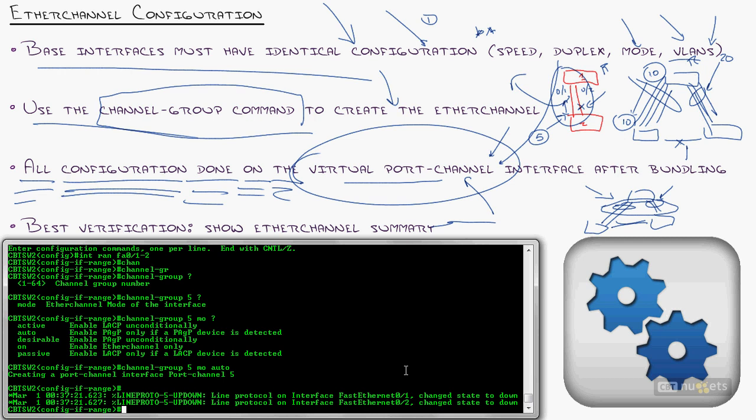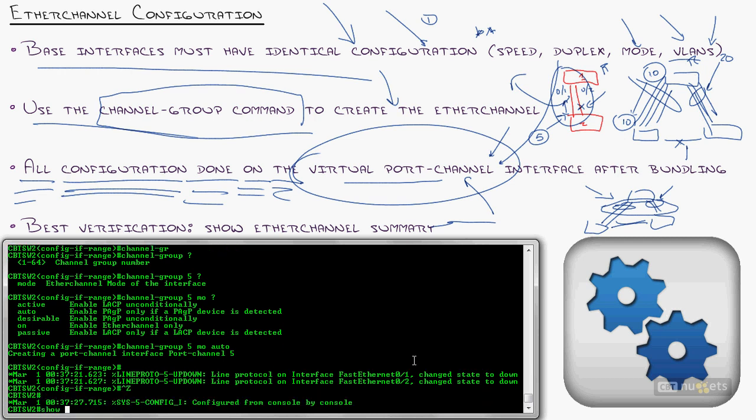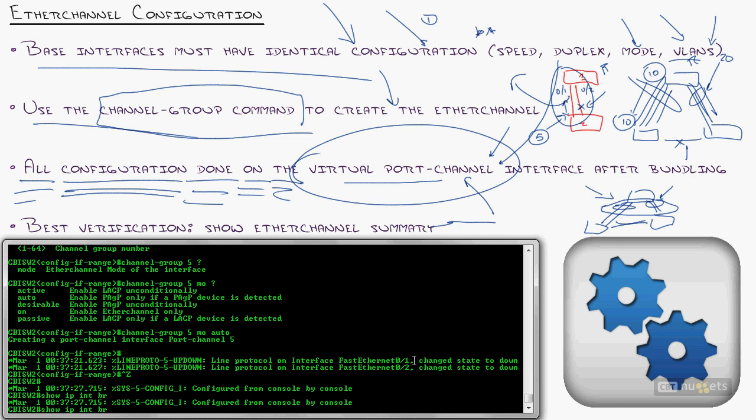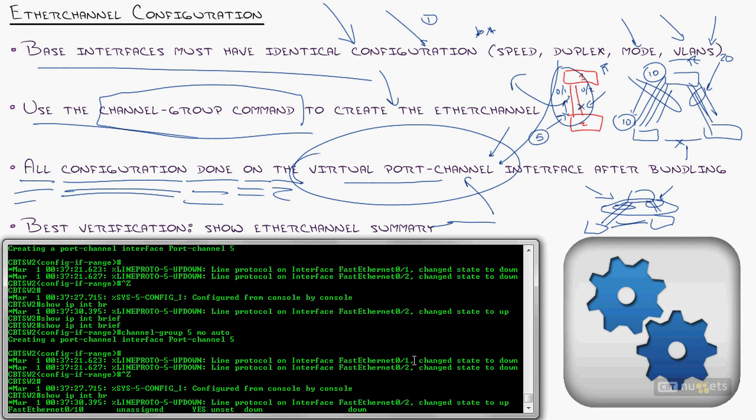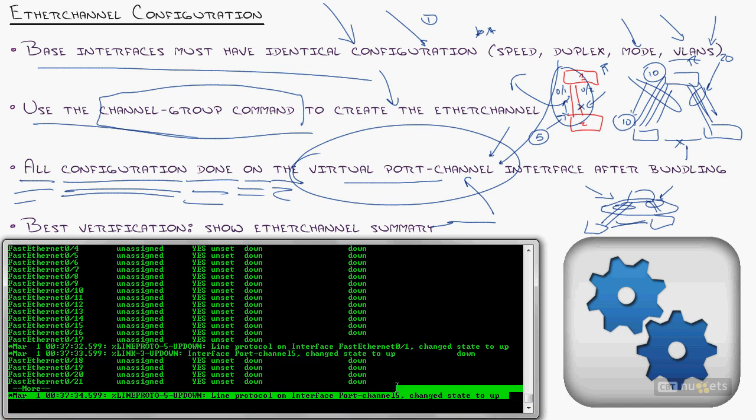We'll give it a second. Our interface is now down. I'm holding my breath. Let's do a show IP interface brief. They're coming up. Did you see that message? Let me highlight it right there. Oh, that's so good. Port channel 5, change state to up, change state to up. So now as I scroll down, let's do include port.